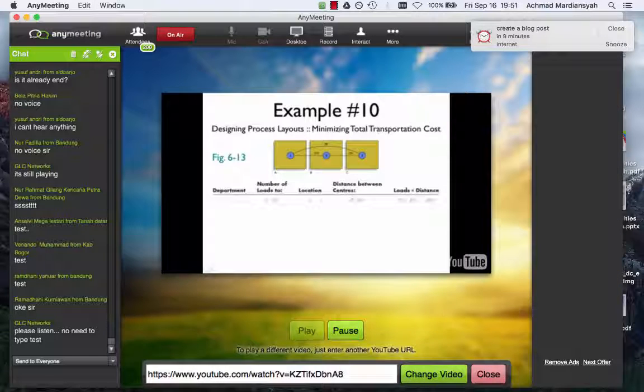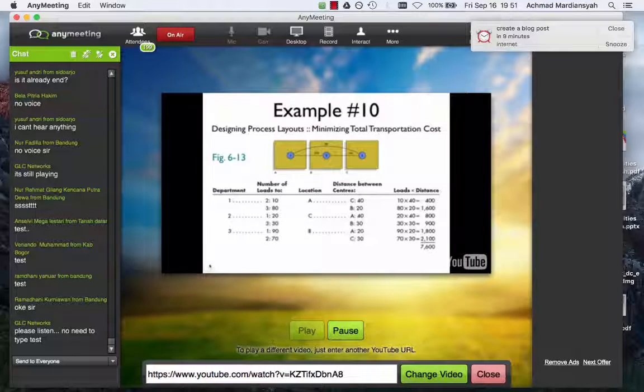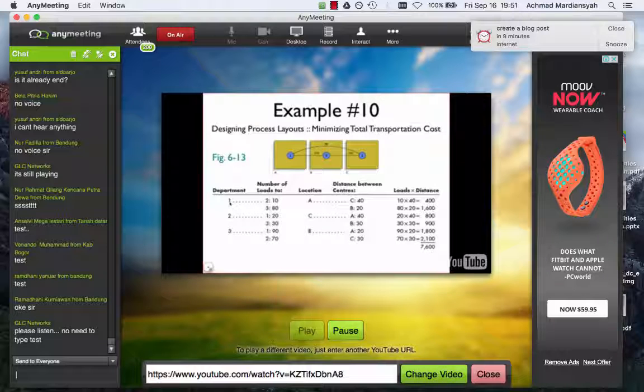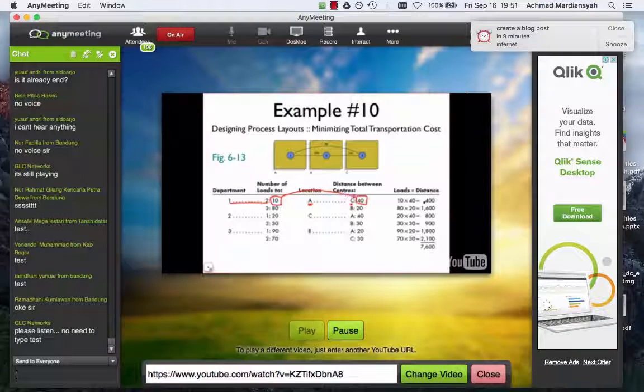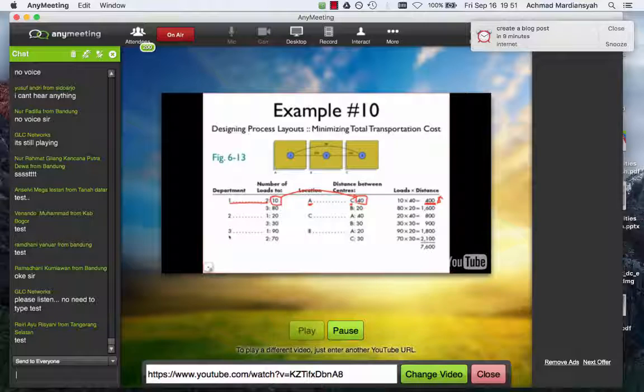If we want to calculate the actual cost, that's easy to do. Again, we just take the information that we have. This is right from the tables 6.4 and 6.5. So Department 1 to Department 2, 10 loads a day. Department 1's in location A, Department 2's in location C. The distance between them is 40. 10 loads times 40 gives me a total of 400. And it turns out to be $1 per meter, I guess, in this example. So this just is $400.